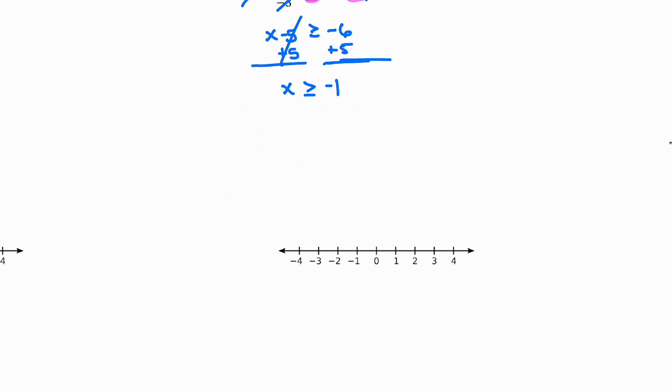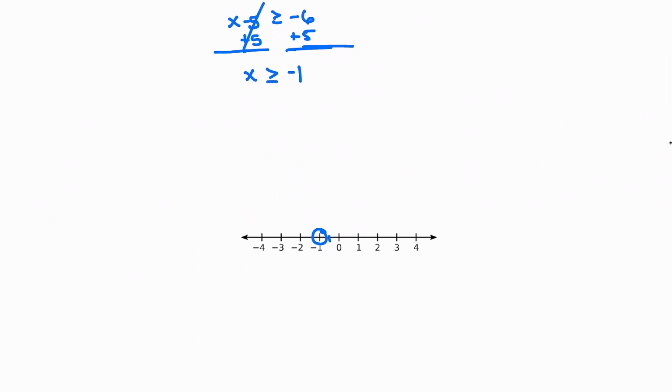I need all my x's to be greater than or equal to negative 1, so I'm going to circle the negative 1. I need x's to be bigger than that, so I'm going to go this way. And since there's an equal sign on the negative 1, I'm going to go ahead and shade it in.